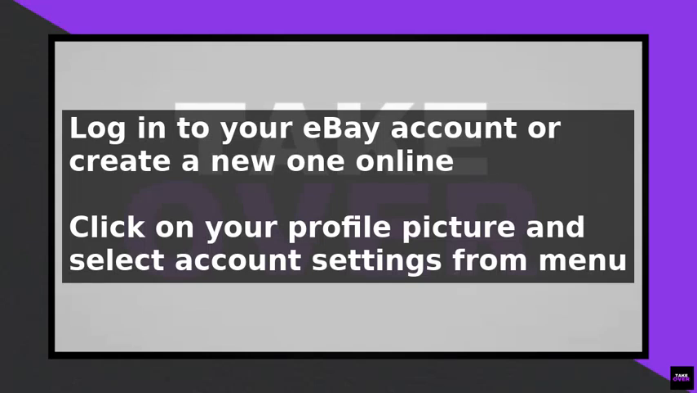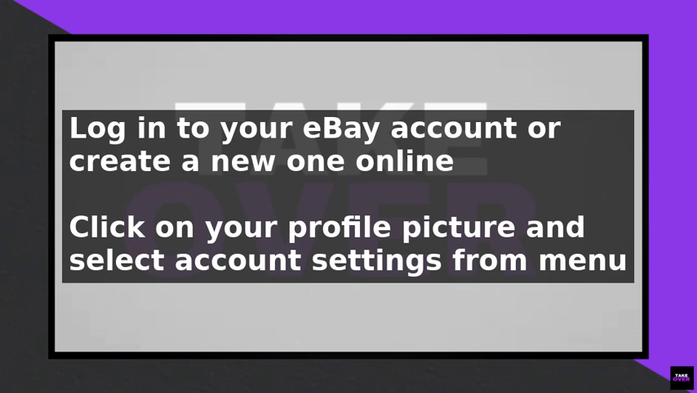To use an eBay gift card online, start by logging in to your eBay account or creating a new one if you do not already have one. Once you are logged in, click on your profile picture or username at the top right corner of the page. Then select Account Settings from the drop-down menu.